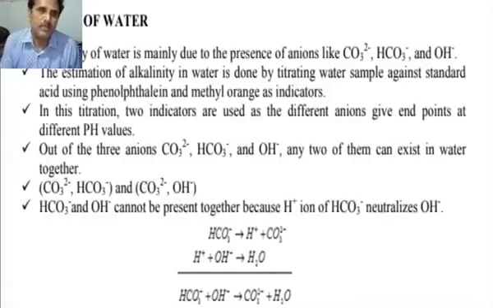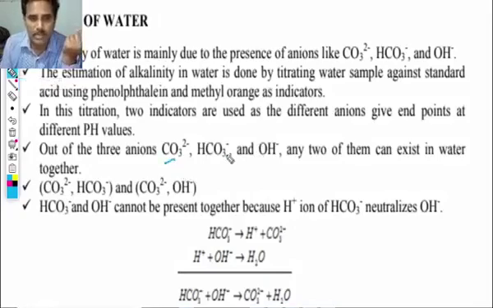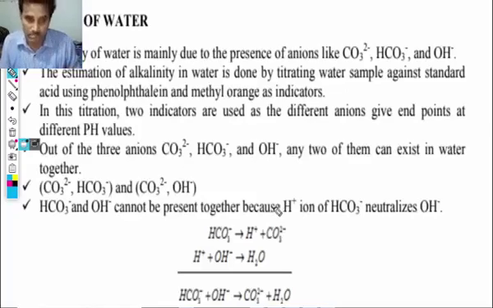Why are you using 2 indicators? Generally, the carbonate, bicarbonate and hydroxyl ions are different anions, and they give the end point at different pH values. That is the reason why we are using the 2 indicators to estimate all the 3 ions, and the individual ions also can be estimated by using these 2 indicators. By using these 2 indicators we can estimate the total.